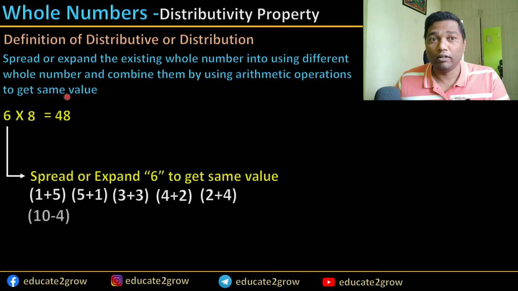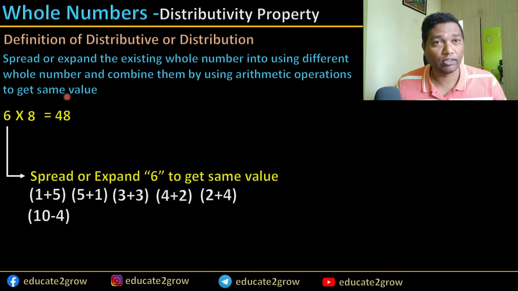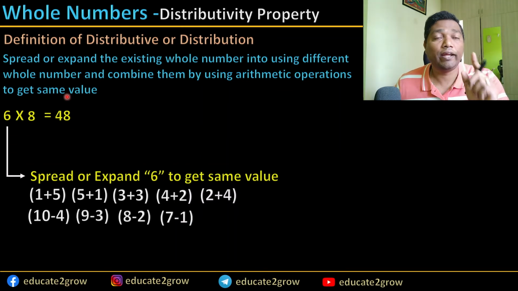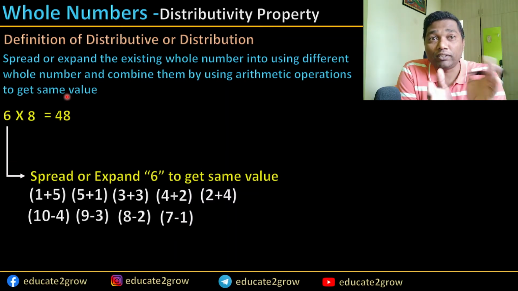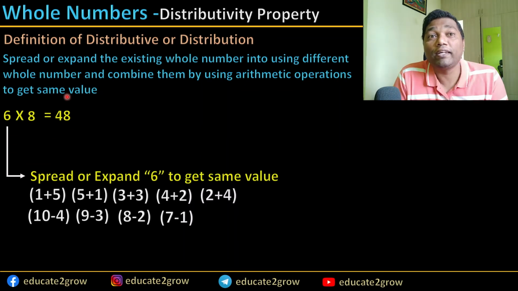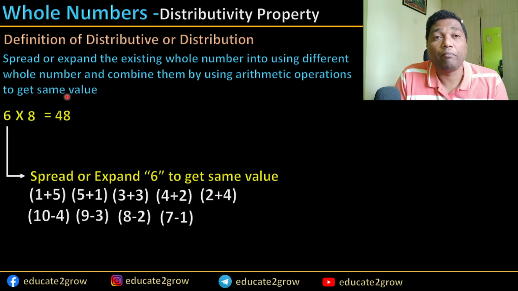Let us see. Now 10 minus 4, how much? 6, agree. And then 9 minus 3, 6. Next 8 minus 2, 7 minus 1, both give the value 6. This is one way. But if you do 4 minus 10, if you shuffle them, minus 6 is not a part of the whole numbers. It belongs to the integers.